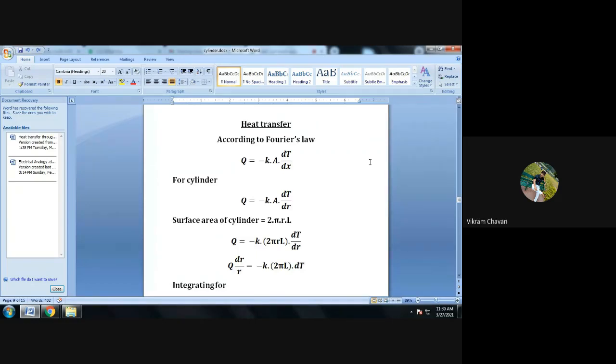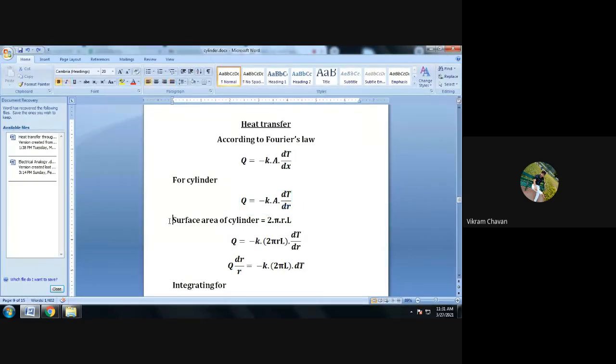Okay, and for that reason, this particular thickness dx will be dr in case of a cylinder. So our Fourier's equation for the cylinder will be Q is equal to minus K multiplied by A multiplied by dt divided by dr.